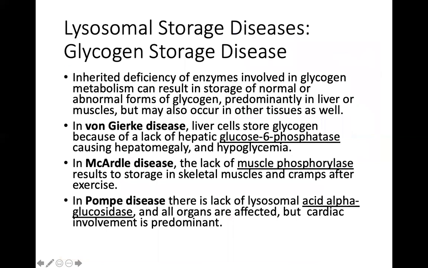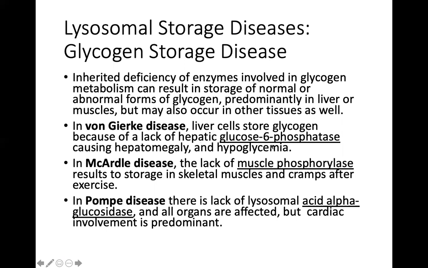Okay, next we go to your glycogen storage disease. Mahirap itong lysosomal storage disease kasi sobrang dami nila, okay? But we are going to pick na lang yung mga more important ones, okay? So glycogen storage disease, inherent deficiency of enzymes involved in glycogen metabolism can result in storage of normal or abnormal forms of glycogen predominantly in the liver where it is stored or muscles, but may also occur in other tissues as well.